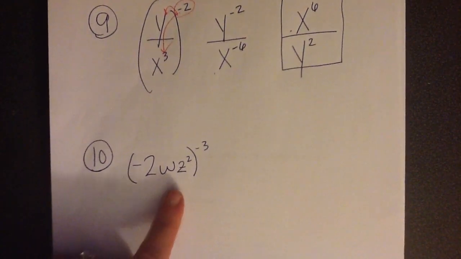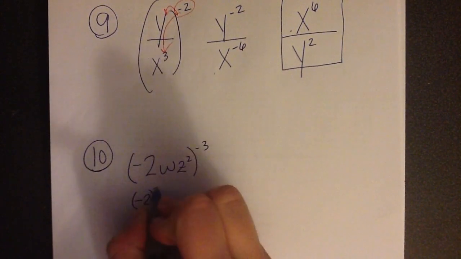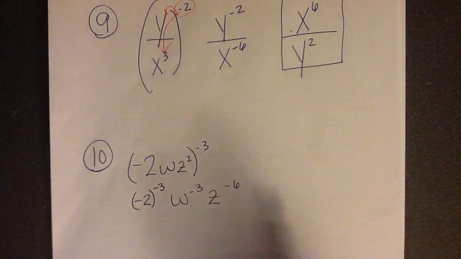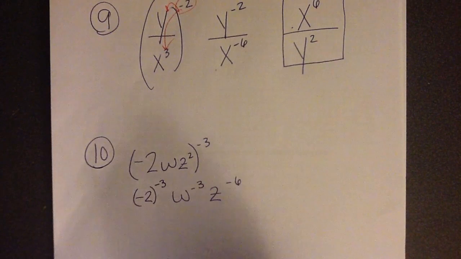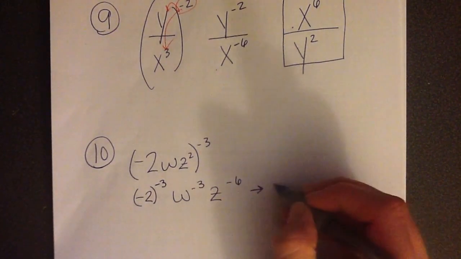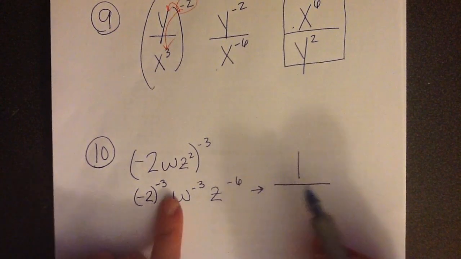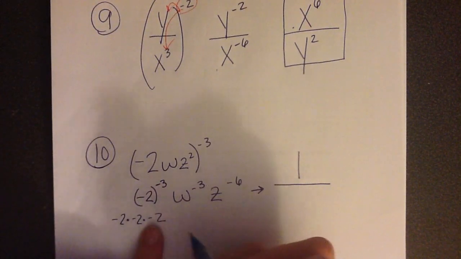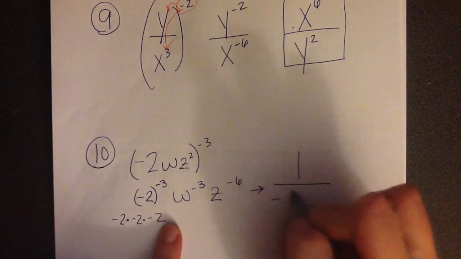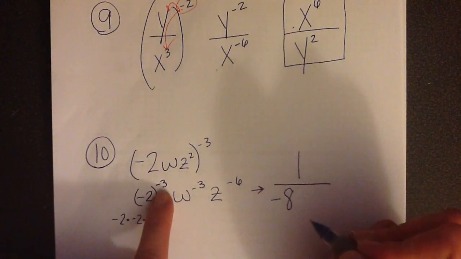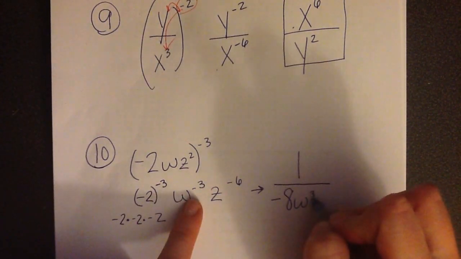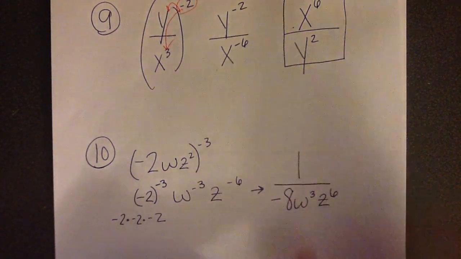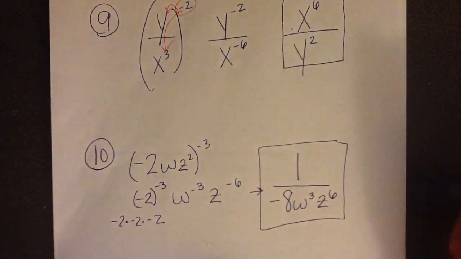Now, this is a little bit harder one. This is -2 to the -3rd, w to the -3rd, z to the -6. Notice they're all negative exponents, so all 3 are going to be in the denominator. I'm going to have a 1 on top. All of these need to be in the denominator. -2 to the 3rd is -2 times -2 times -2. It's -8. It's in the denominator because the exponent was negative. W to the 3rd, z to the 6th. Both of these become positive because I moved them to the denominator. That's my answer.